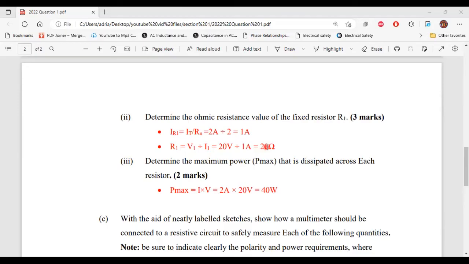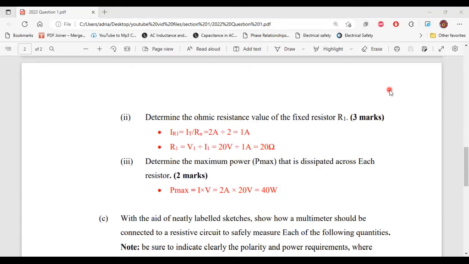For part 3 now, it says determine the maximum power that is dissipated across each resistor. So P max is equal to I times V, that is 2 amp multiplied by 20 volt, and that will give us 40 watt. So this will be the maximum power that will be dissipated across each resistor. So let's move on to part C.